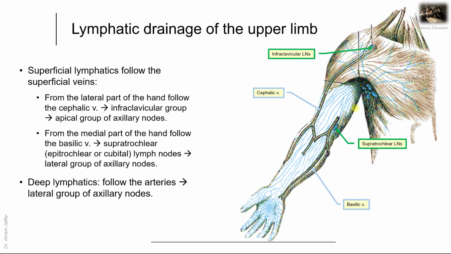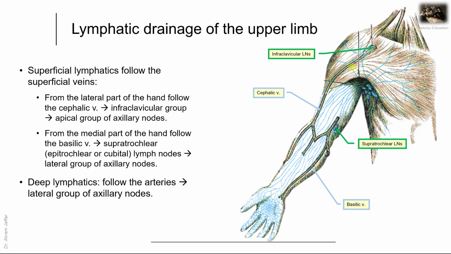Again, here we have superficial lymphatics that follow the superficial veins, and these superficial lymphatics from the lateral part of the hand will follow the cephalic vein, which is the lateral superficial vein of the upper limb, and these lymphatics will drain to the infraclavicular group, which is located in the deltopectoral groove between the deltoid and pectoralis major muscle, and then vessels from the infraclavicular lymph nodes pass through the clavipectoral fascia to the apical group of axillary lymph nodes.